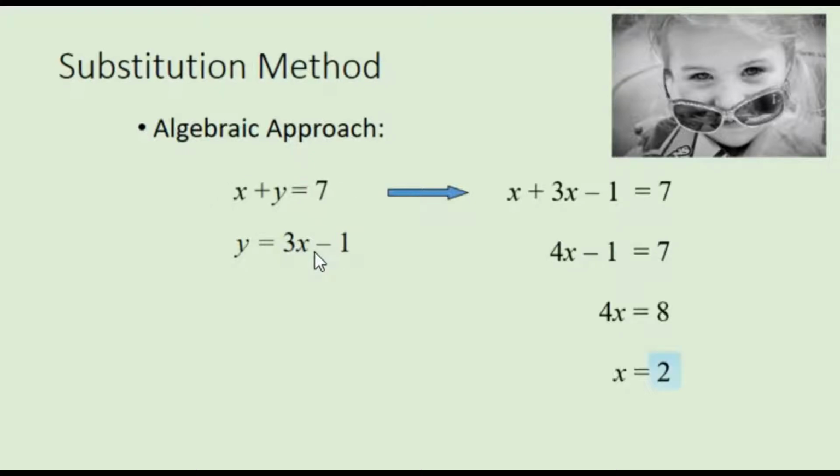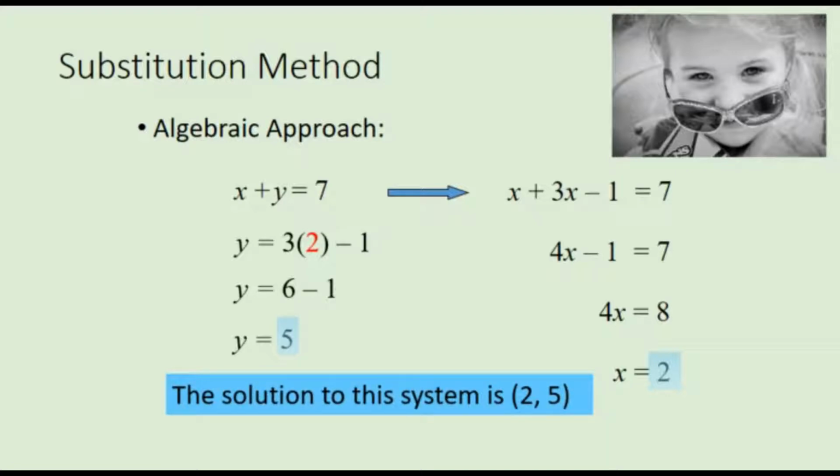We're not done though. We need to replace x with 2 and find the corresponding y value so that we have our ordered pair and the point common to both equations. 2 can go in place of x in either of the two equations. We've replaced it in the second equation, and simplifying, multiplying first and then subtracting results in a corresponding y value of 5. That then concludes the problem and tells us that the common point or the solution to this system is the ordered pair 2, 5.